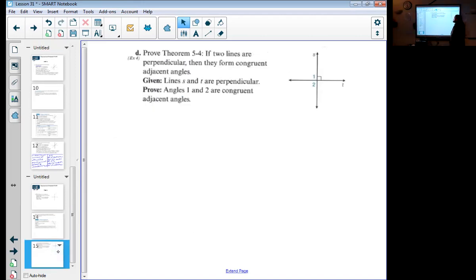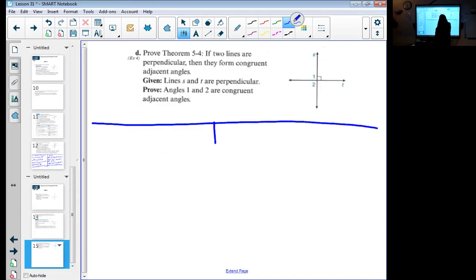So here we have prove theorem 5-4. If two lines are perpendicular, then they form congruent adjacent angles. I'm going to start off with the two-column proof because that's what I would expect somebody to use. Then we can also turn this into a flowchart proof and a paragraph proof. We're given that lines S and T are perpendicular. S is perpendicular to T. Is given.